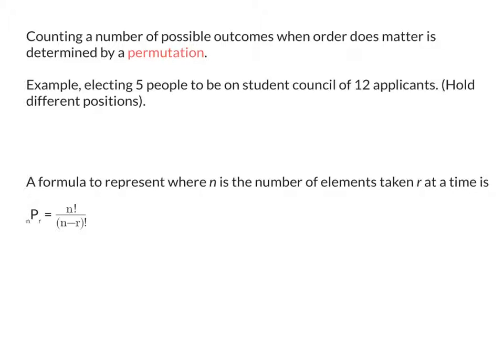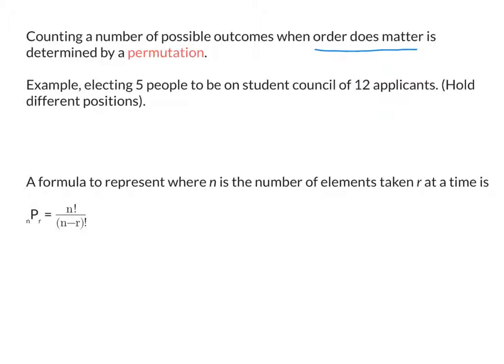Hello. In this video, we're going to be counting up a number of possible outcomes given a certain situation. Now, this first example, a permutation, is used when order does matter in which things are selected. And I gave an example here. If we elect 5 people to be on the student council out of 12 applicants, the reason that the order matters is because they can hold different positions.